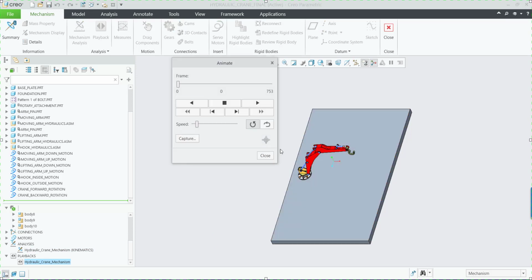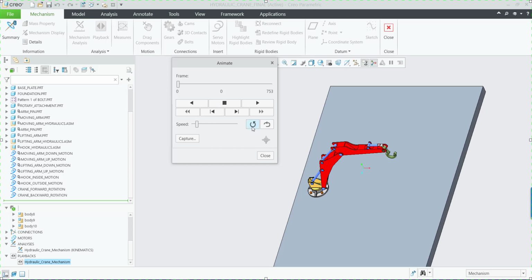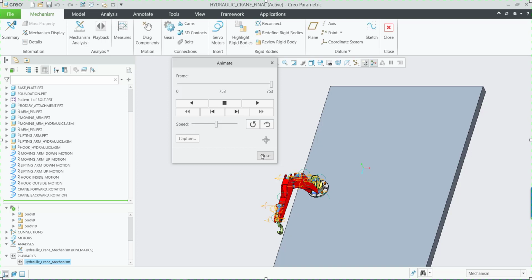So if I look at the playback of this crane motion, with some half speed, the moving arm goes down, then the lifting arm goes down, then the hook goes inside, that will lift the load. Again the lifting arm and moving arm move up, then they move 90 degrees. On that side the load has been taken down. Again the lifting arm and moving arm come up, and then the whole crane rotates by 180 degrees. That way the motion has been established.